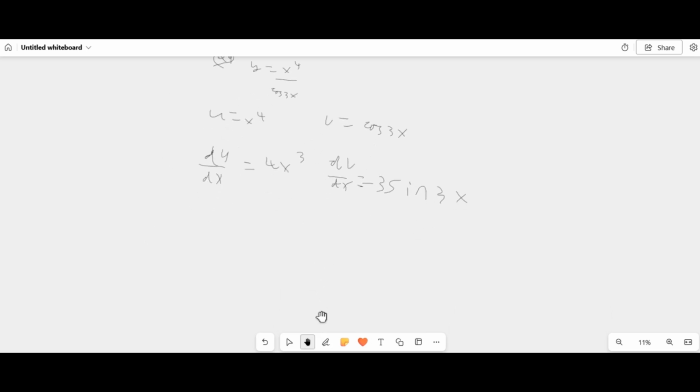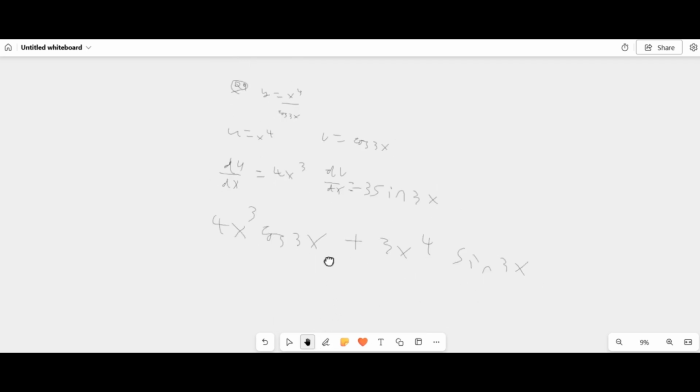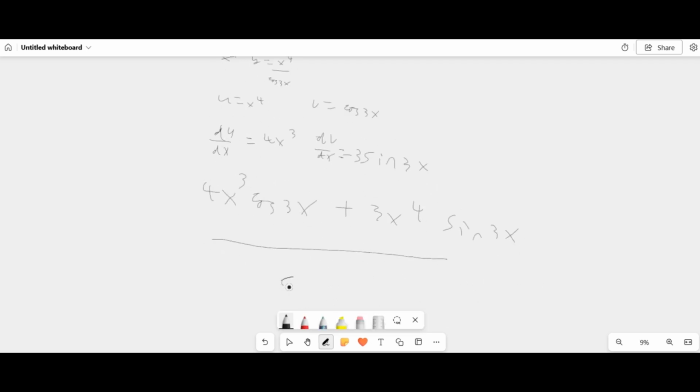Alright, and now, obviously, the times v times du, yeah? So that's going to be 4x cubed cos 3x. And then take away negative, negative, that's going to be positive, yeah? Because we're using quotient rule here. That's going to be positive 3x to the power 4 sine 3x. All of that over v squared, so that's going to be cos squared 3x.